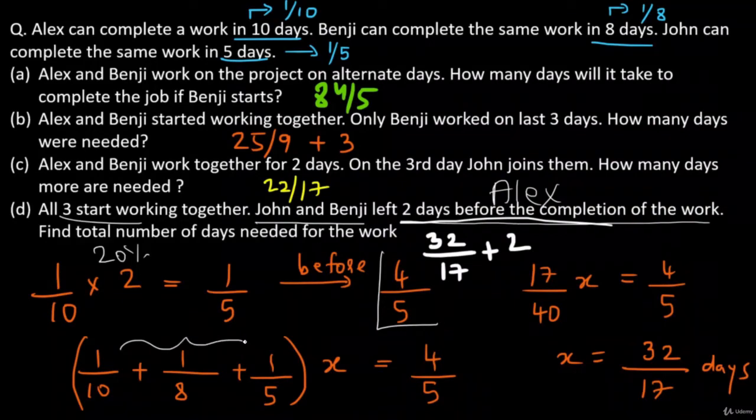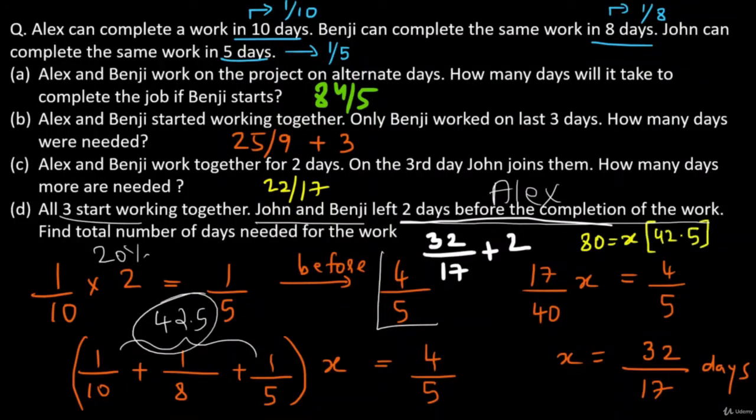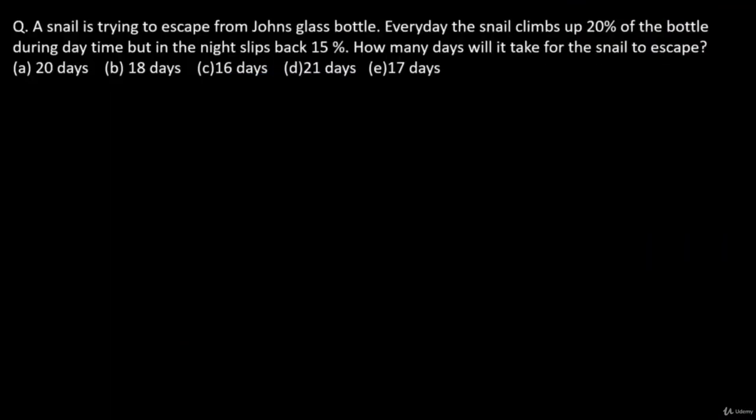And when all 3 are working, this is 10%, this is 12.5%, and this is 20%. Therefore, 42.5% of work is completed in 1 day. Therefore, in x days, 100 minus 20, that is 80% of the work has to be completed. Therefore, x is equal to 80 by 42.5, which is the same as 32 by 17. And therefore, the answer to this question is 32 by 17 plus 2.